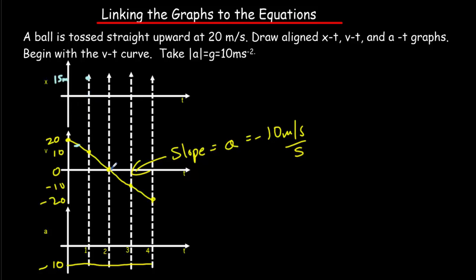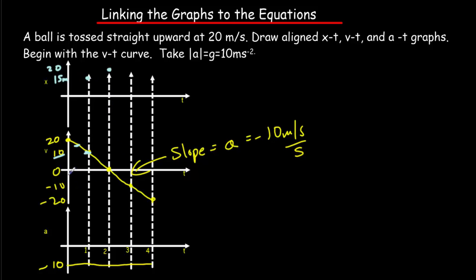Let's try the same game over the first 2 seconds. Average speed starts at 20, ends up at 0. Average speed would be 10 right here. Go at 10 meters per second for 2 seconds, and you'll go 20 meters. So it should be 20 meters up after 2 seconds.